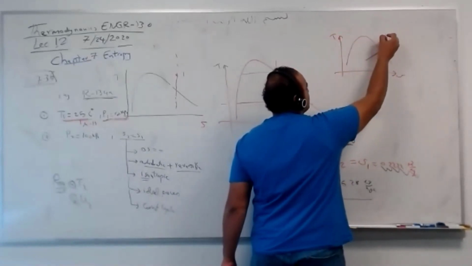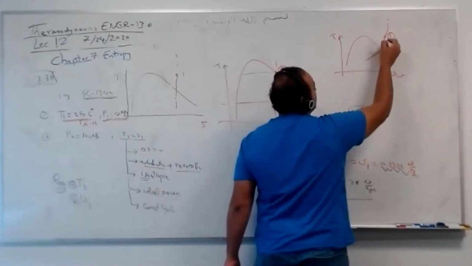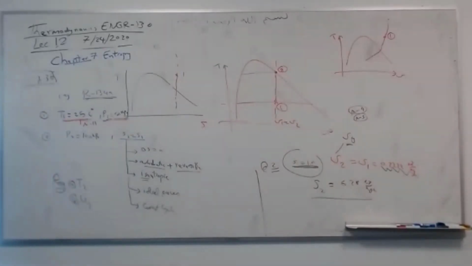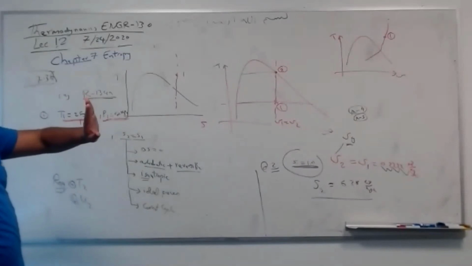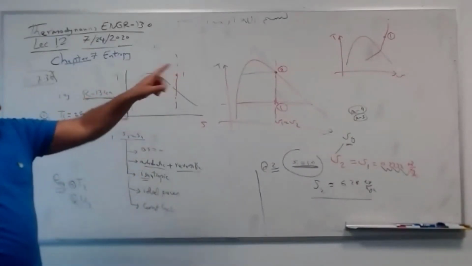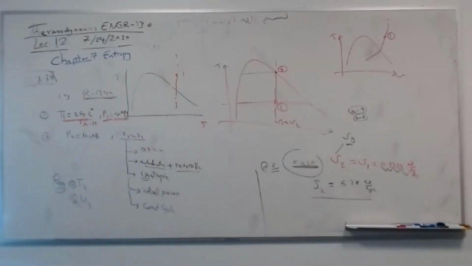So I'm going to use this as state one, and maybe state two here, or here, or here, somewhere along this line. This is a constant entropy line in the TV diagram. It's up to you, this is correct, I don't care. But if I ask you to plot this, you need to plot this. So read the question carefully.